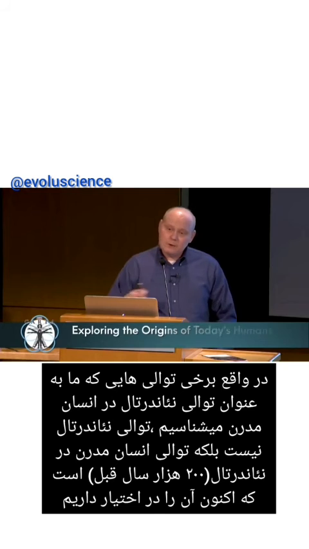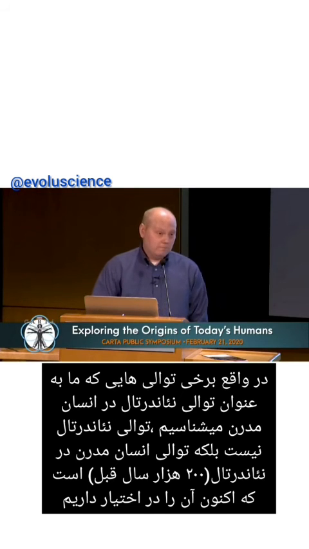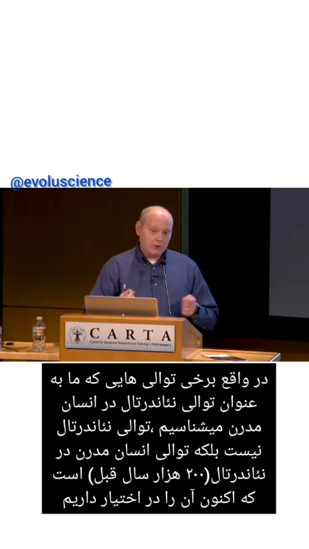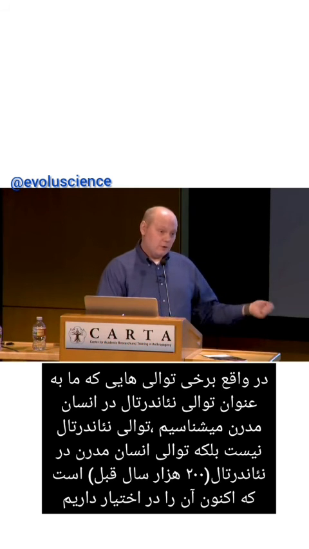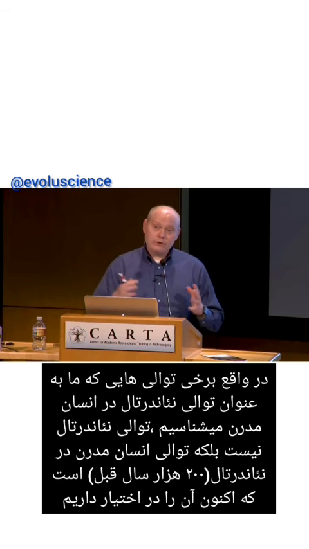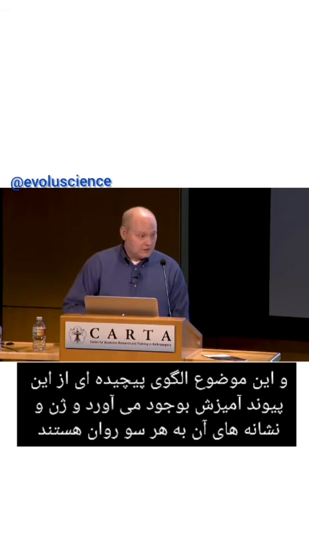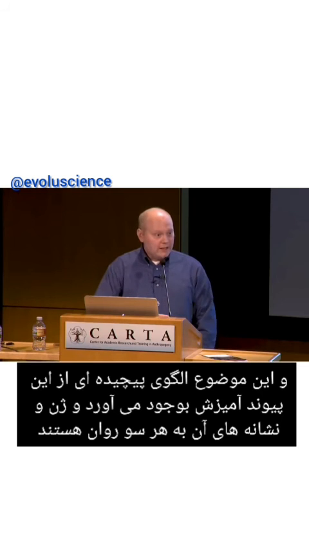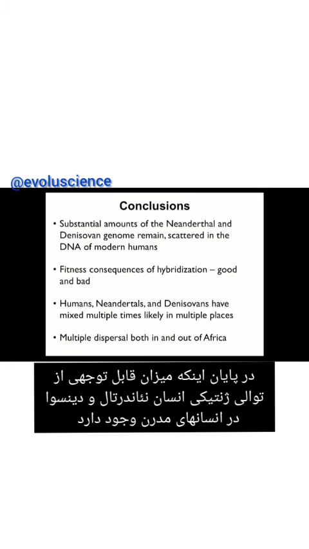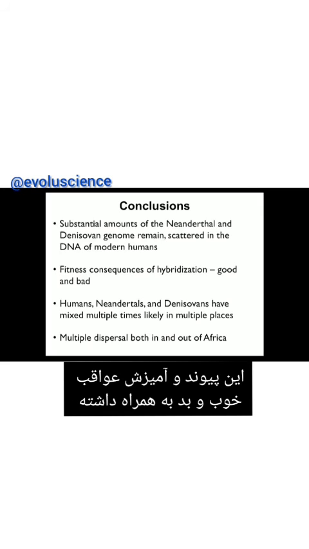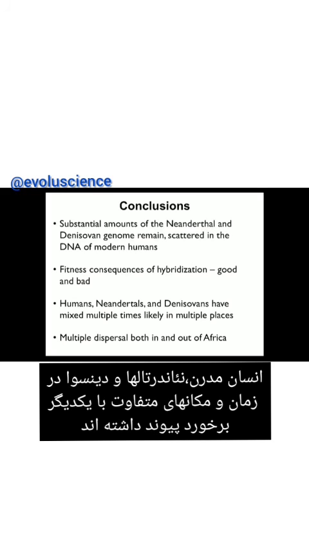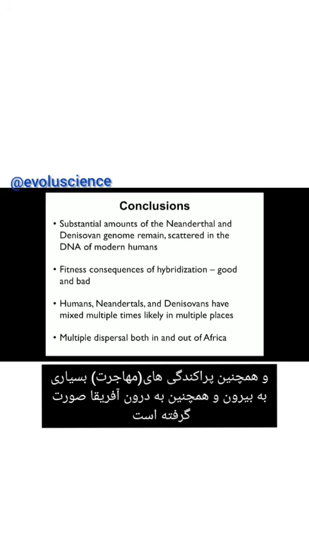So in fact, some of the sequence that we call as Neanderthal, it's not Neanderthal sequence in modern humans, it's that Neanderthals have modern human sequence. And so this adds a further twist to this complex pattern of admixture and gene flow and arrows pointing in every direction. So in conclusion, there is substantial amounts of the Neanderthal and Denisovan genome that remain in modern individuals. There were fitness consequences to hybridization, both good and bad. Humans, Neanderthals, and Denisovans have mixed multiple times, likely in multiple places, and that there were multiple dispersals both in and out of Africa.